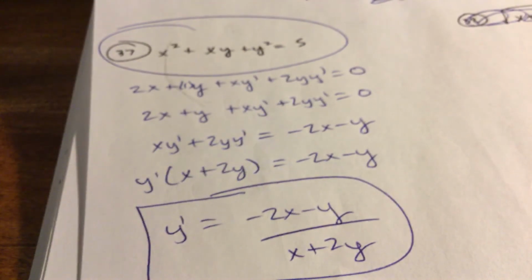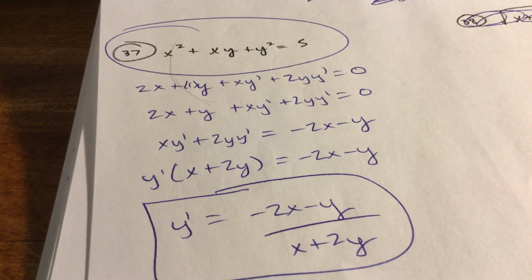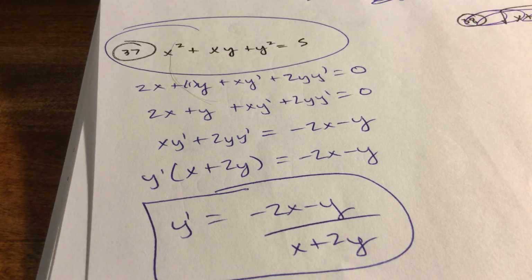Got rid of 36, so hint, hint, wink, wink. 37, though, is pretty fair. There's 37. Got two y primes on the left. Anything that doesn't have a y prime, it gets moved over. Now 38.